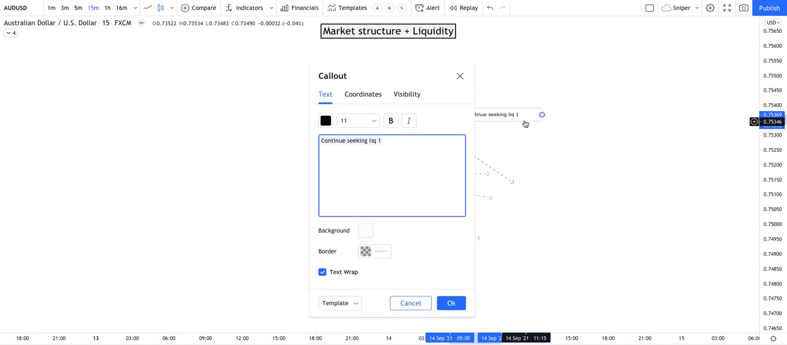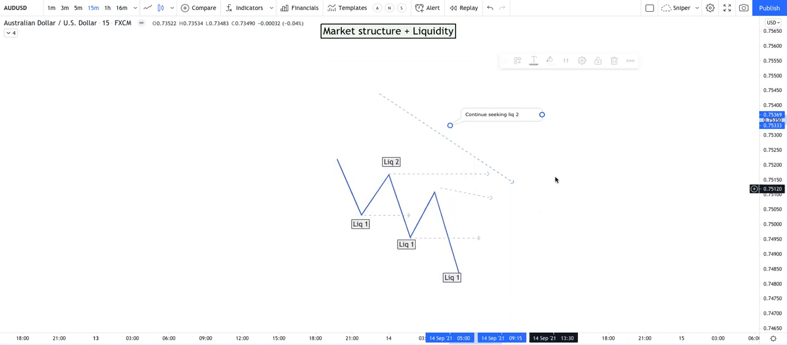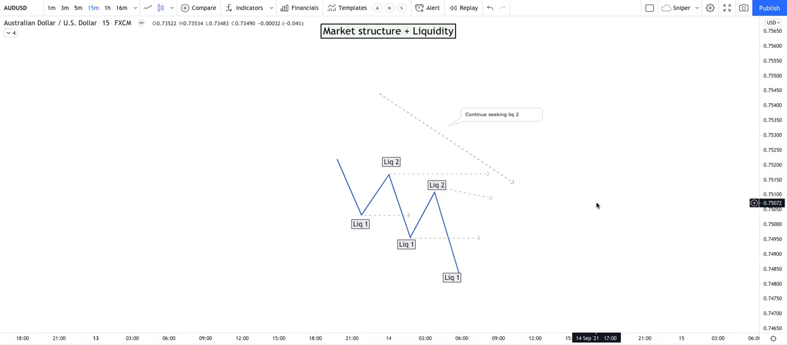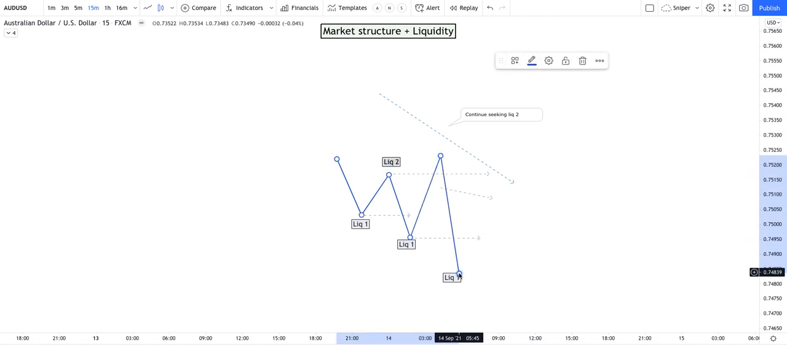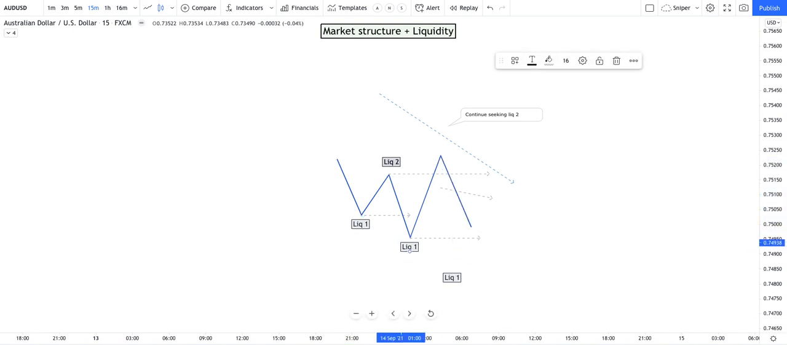But if the momentum, the order flow, shifts, we will seek liquidity 2, which is above. So price can seek liquidity 2, then pull back towards liquidity 1, just to really capitalize on the orders. So let's just put that there. And then we seek liquidity 2.